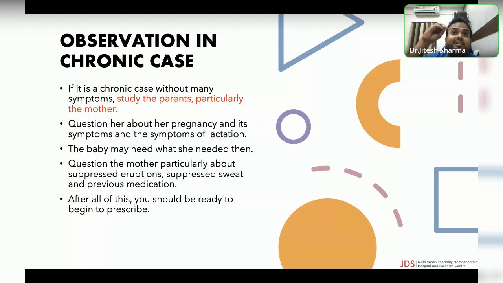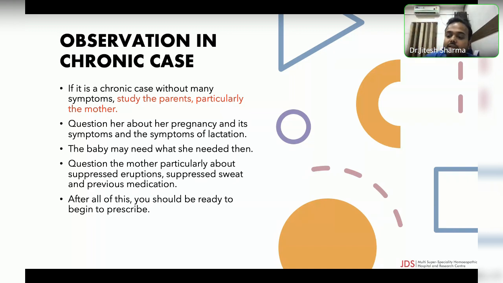And you need to ask the mother whether she had any abuse of drugs during pregnancy, or took a lot of medicine. At the very moment you won't find any symptoms in the baby, but after a few months when the child is born you'll see some symptoms, because of the after effects of the drugs taken by the mother during pregnancy. So suppressed eruptions, suppressed sweat, these little pieces of information, and the previous medication she was taking. Suppose she's a bipolar patient and was taking antidepressants during the pregnancy, and the child develops the same things.